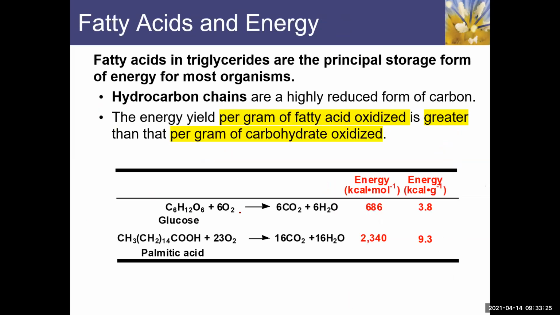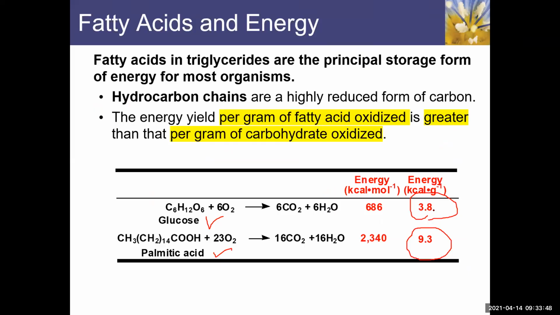Before we discuss that, if we compare the energy generation between glucose and lipids, we already discussed this in the lipid chapter: the energy generation by the lipids is almost double what is produced from the glucose.